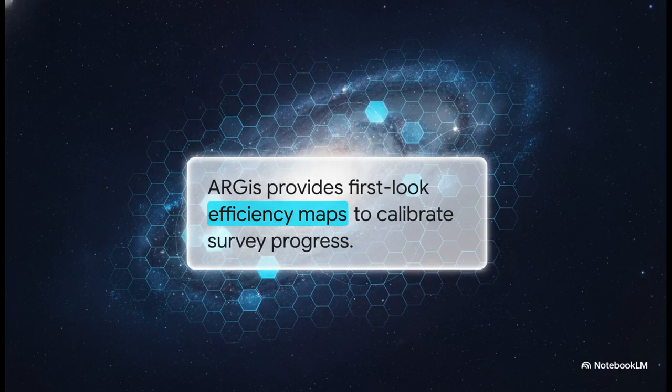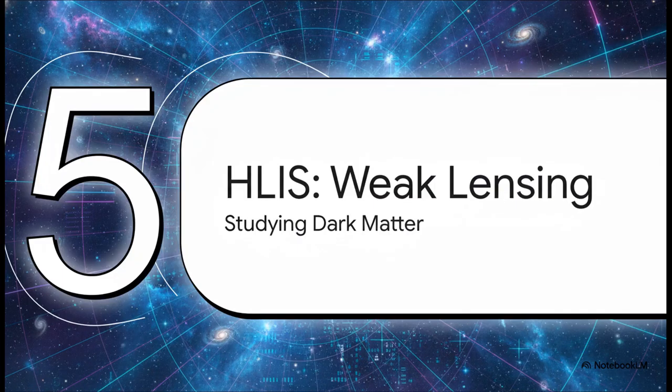And the best part? ARGis isn't going to make you wait until the end of the entire multi-year mission to figure out how well things are working. They're also providing value-added tools like first-look efficiency maps. After just the first season of observing, these maps are going to help researchers calibrate the survey's progress. This is huge, guys, because it allows you to extract cold exoplanet demographics super efficiently, making sure your science is immediately on track. All right, Section 5, HLIS and weak lensing shear.